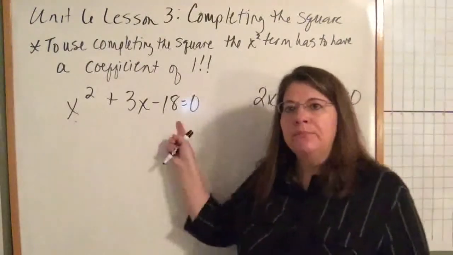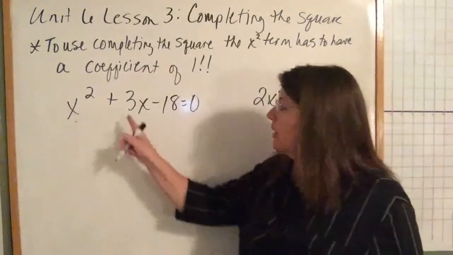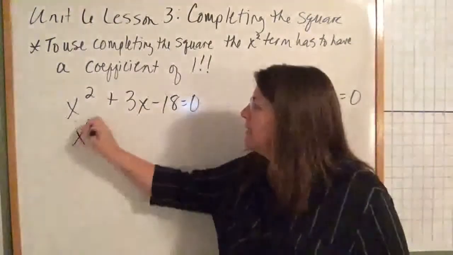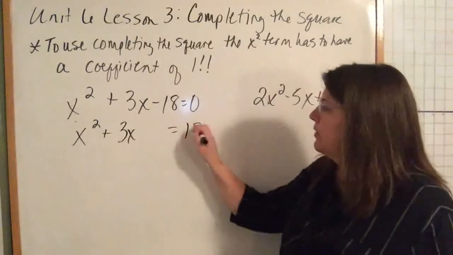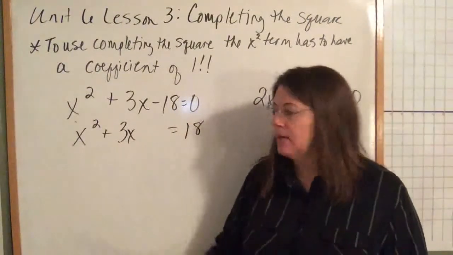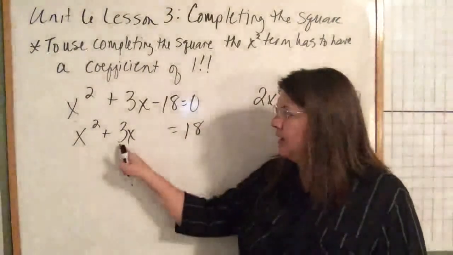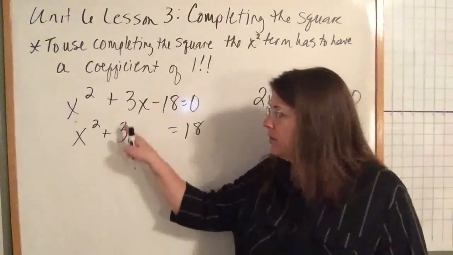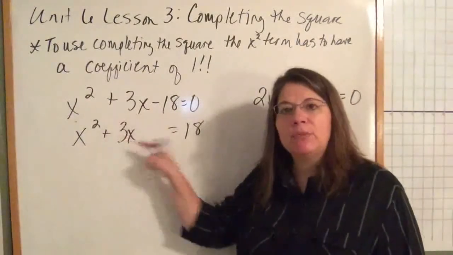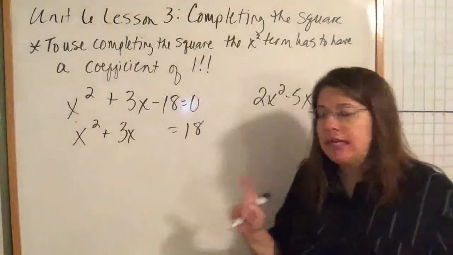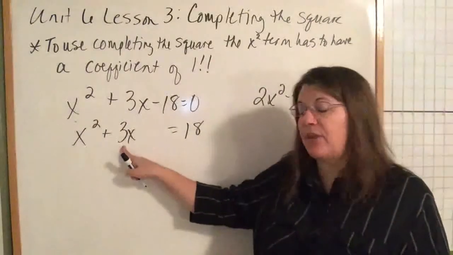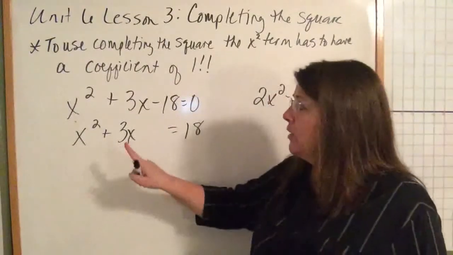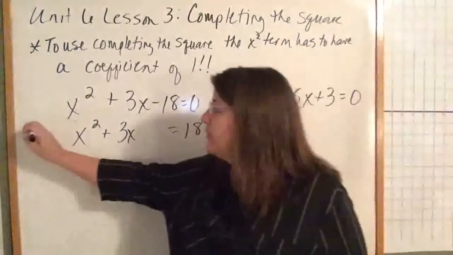So in this one, I'm going to subtract or add the 18 over. I've got x squared plus 3x. I'm going to leave some space. That equals 18. Then I have to complete the square. This is one where we're going to end up with a fraction because half of 3 is not a nice whole number like we've seen in all the examples so far. 3 divided by 2 is 3 halves.